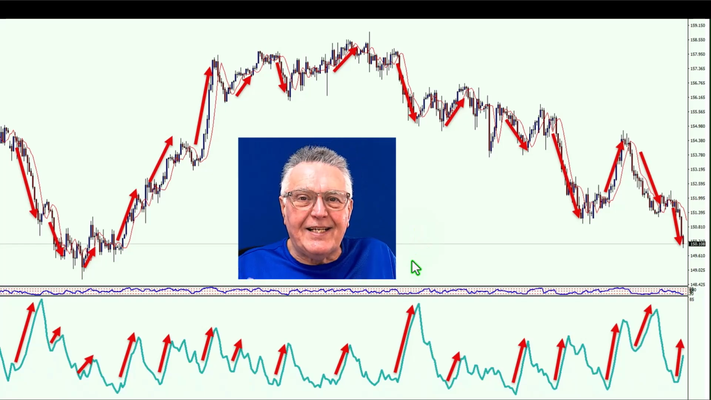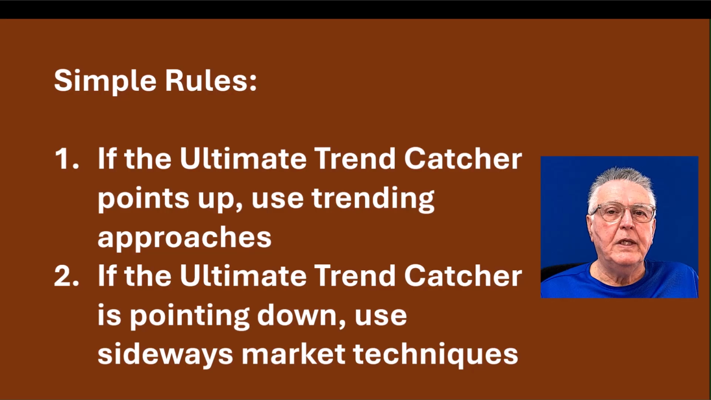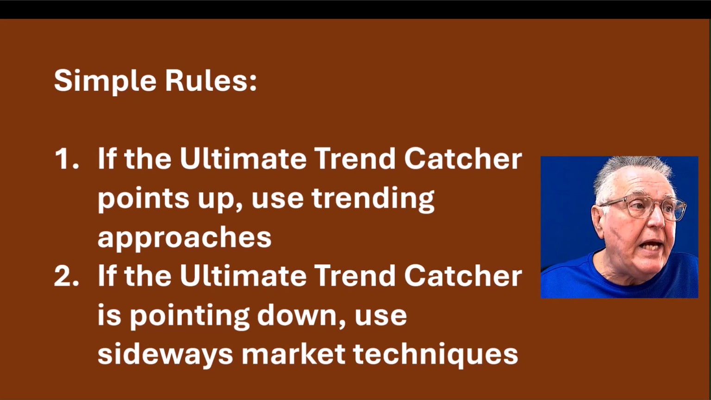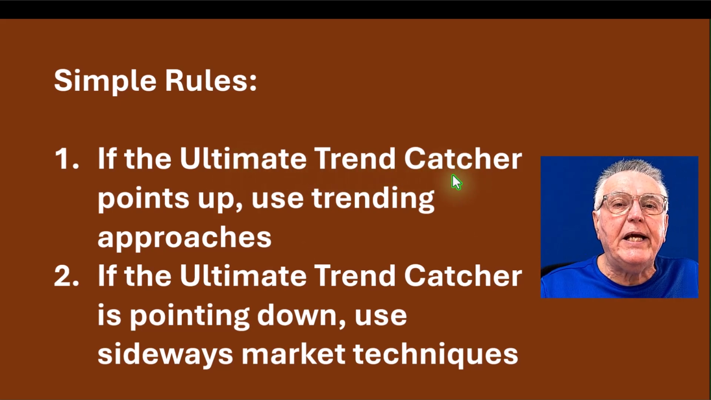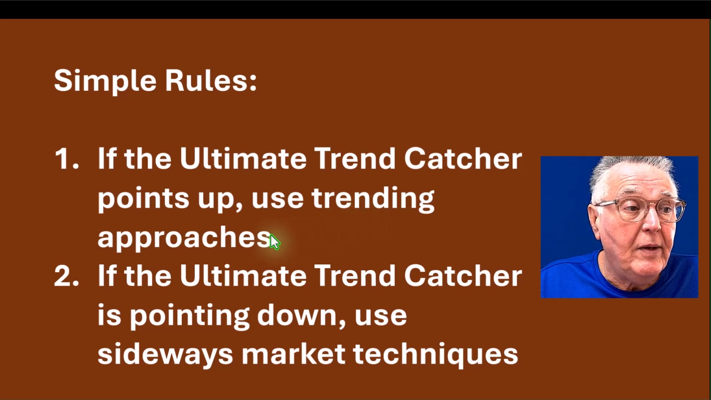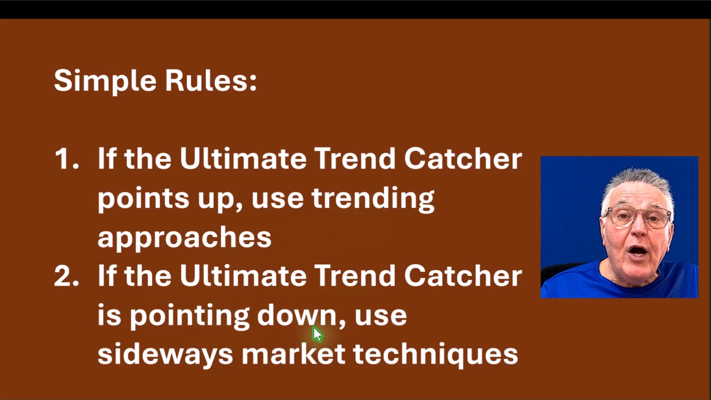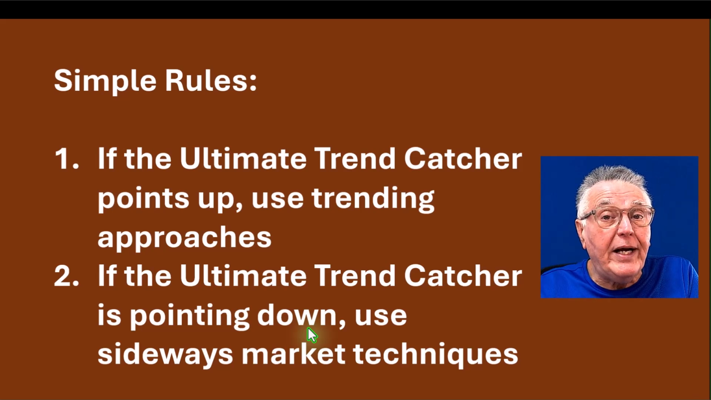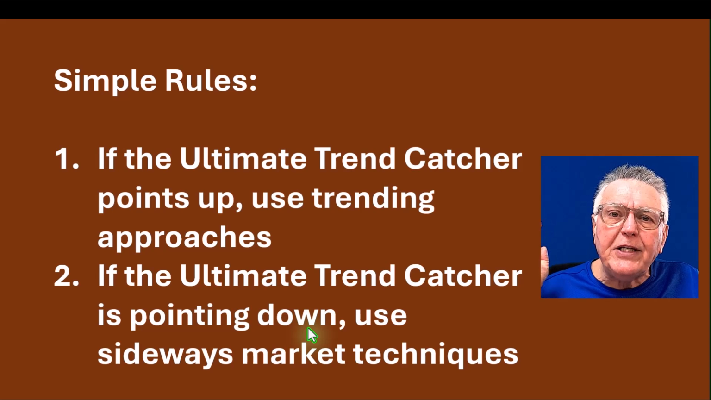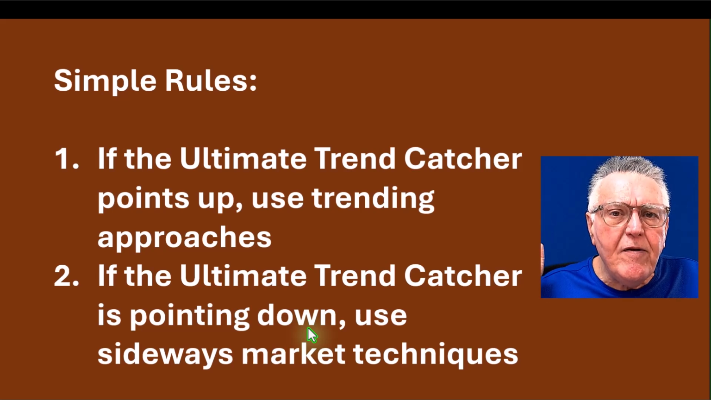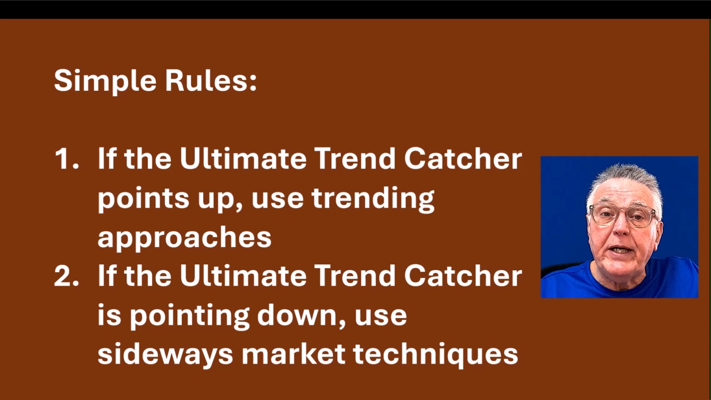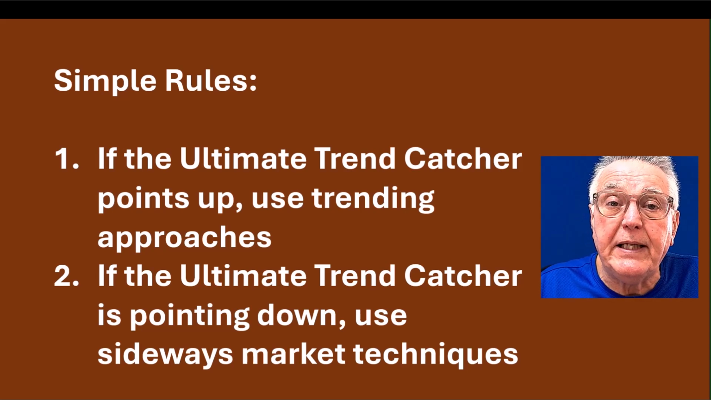So fantastic indicator. Just to summarize again, very simple indicator. If the Ultimate Trend Catcher is pointing up, then assume a trend. If it is pointing down, then assume it's safe to trade sideways techniques. Very, very simple. And that's how trading should be. And then obviously you just trade the hooks between those particular moves.